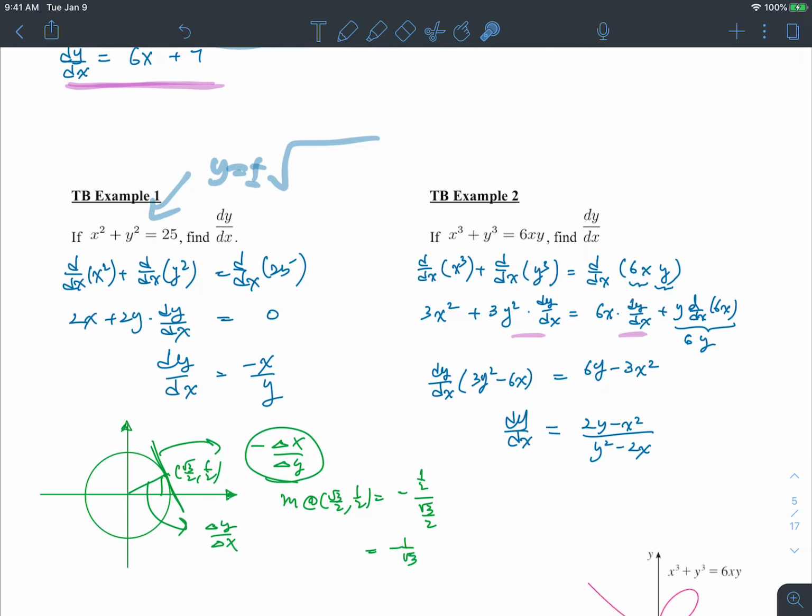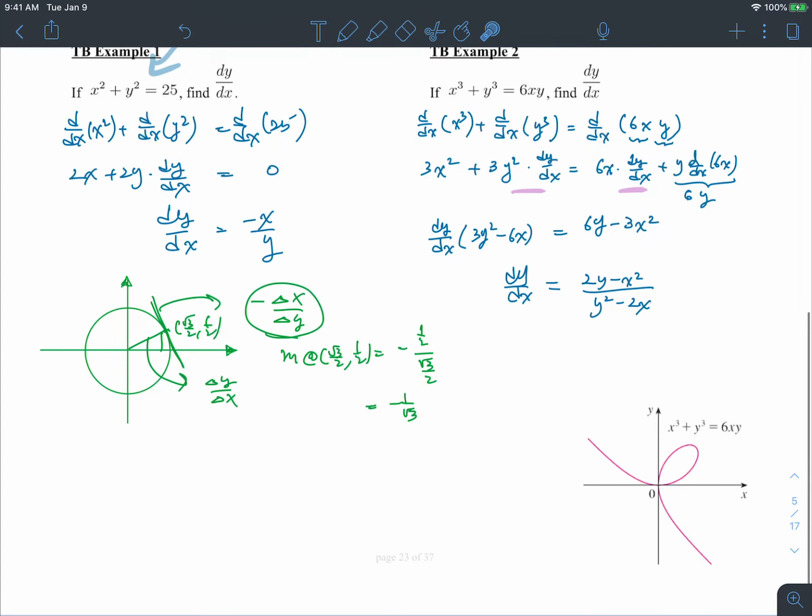Now, in this particular case, if you try to solve for y, to isolate the y on one side of the equation, you really couldn't do it, could you? So in those cases, we have to utilize implicit differentiation. And this is what it looks like. So if you want to choose that point, you should get negative 1.